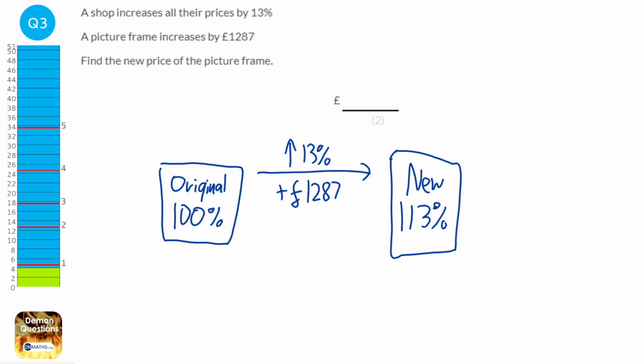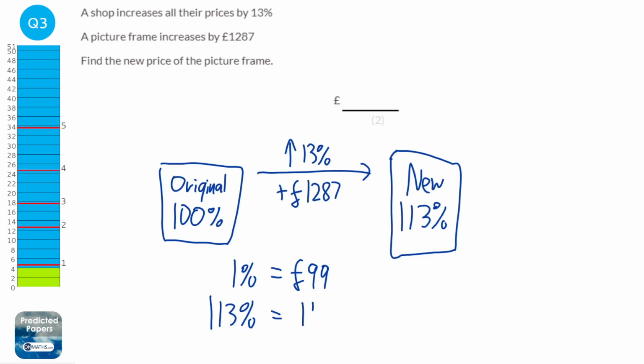So what we're going to do is work out what 1% of the price increase is. Instead of 13%, we're going to work out what 1% is. And we're going to do that by dividing the amount by 13. And we get 99. So 1% represents £99. So 1% of the original represents £99. But the new amount is 113%. So we need to times the £99 by 113, which gives us £11,187. So the picture is now worth £11,187.